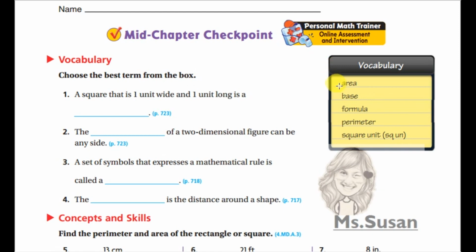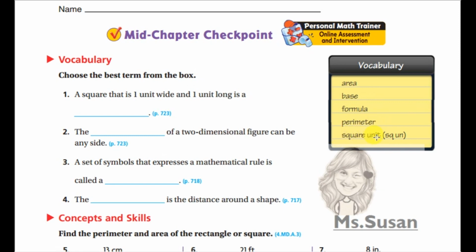The first word here is area. Area is the space inside any shape. Base. Base is one of the shape dimensions. We can consider any of the shape dimension as a base. Formula. Formula is a mathematical or standardized mathematical rule, and it expresses mathematical equation. Perimeter. Perimeter is the length or the distance around any shape.